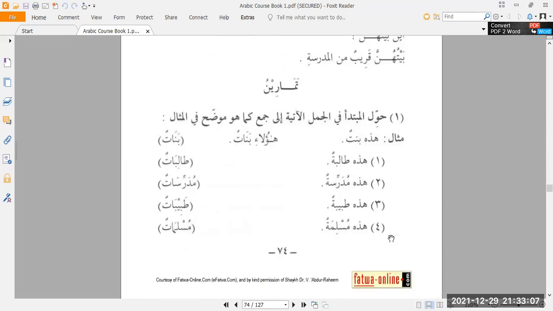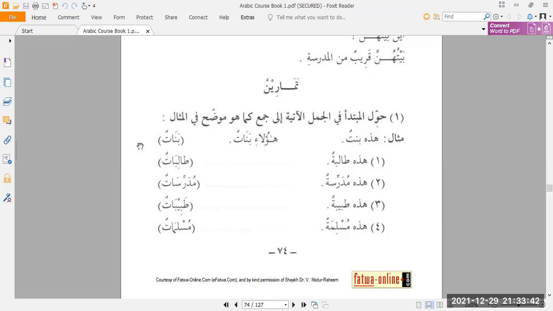So moving on now, it says tamarino, exercises. Exercise number 1, حول المبتدأ في الجمل الآتية إلى جمع كما هو موضح في المثال. He says, change the mubtada in the following sentences to the plural form, like how it is shown to you in the example. So see what he means here. مثال هذه بنت. Example, this is a girl. هؤلاء بنات. These are girls.